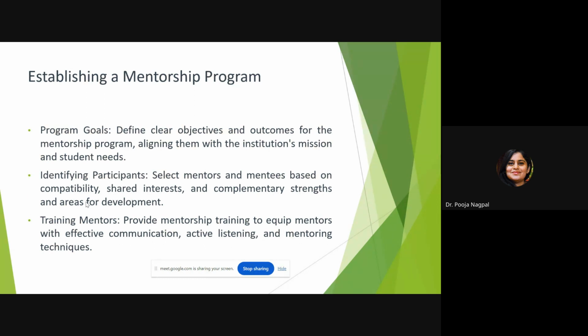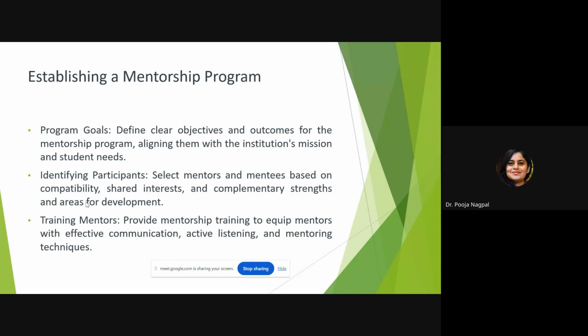As we have discussed, all these benefits are basically the goals of any mentorship program. So you need to define a clear objective, what you want from this mentorship program. Is it the success of students, or job placement, or good mental health of students? So you need to define the objectives or goals of that program.